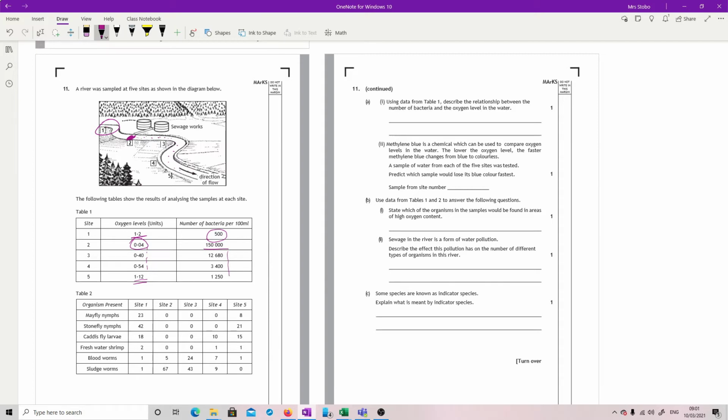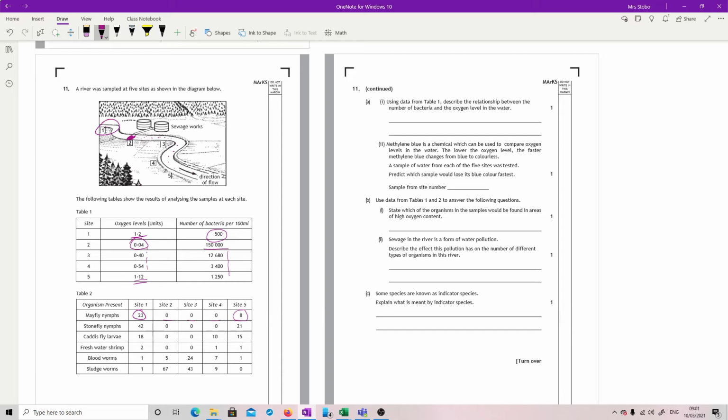Table 2, what we have are various different organisms, and they've taken samples to see how many of them you have. Mayfly nymphs, site 1, remember that's our clean water, 23, and then nothing at site 2, nothing at site 3, nothing at site 4, just starting to recover a bit at site 5. All this information is what you're going to use.